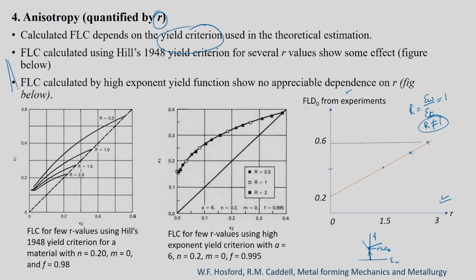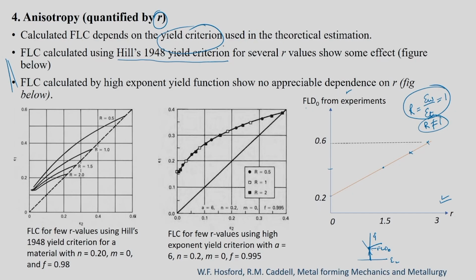Of course, if you want to study the effect of R value, naturally you cannot use the von Mises yield function because it assumes R is equal to 1. So we have to go for another yield function meant for anisotropic materials. There are several such yield functions. One famous and important one is called Hill's 1948 yield criterion. Actually the von Mises yield function is a special case of Hill's 1948 yield function. We will discuss that later.